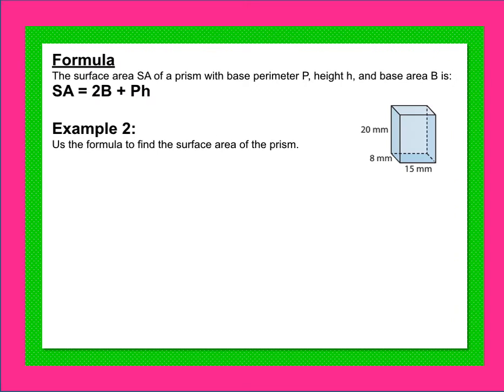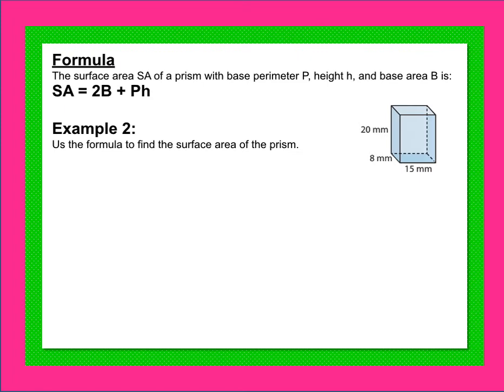We can also use a formula. See if you can identify the base and the height of the prism. The height is 20 millimeters, and the base is an 8 by 15 millimeter rectangle. We are going to use this formula: 2 times the area of the base, plus the perimeter of the base times the height.